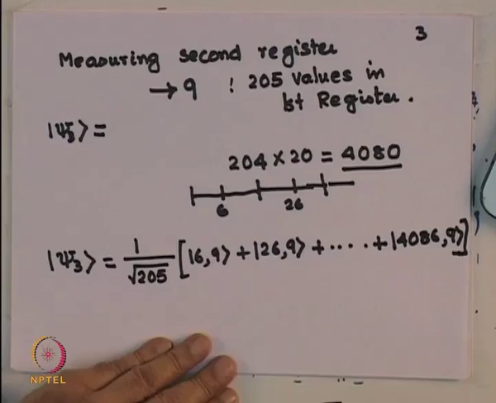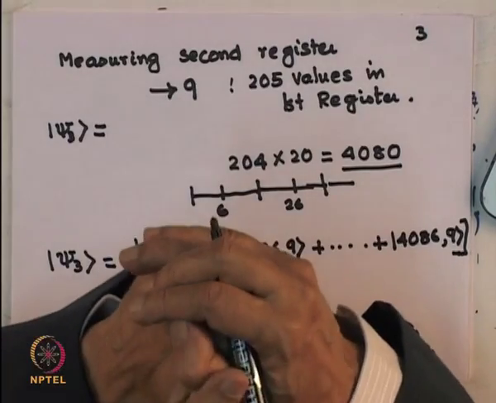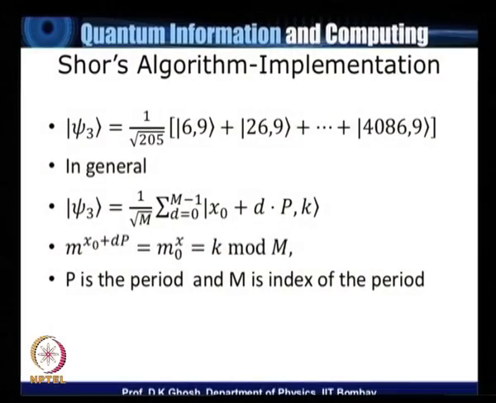In general, the structure of this would be given by what is shown in the slide as 1 over square root of m. M is the number corresponding to the number of states in the first register corresponding to a given value in the second register. And this is the combined state.